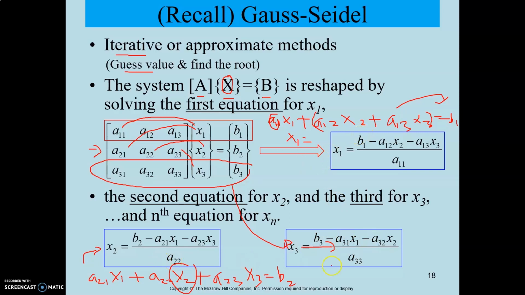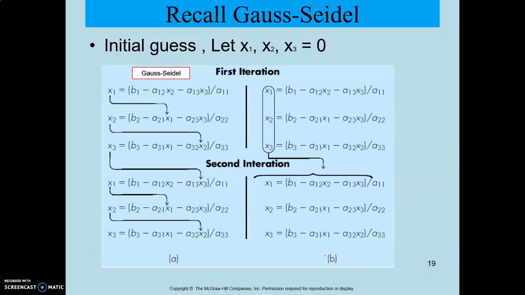So you have three equations to find the unknown x1, x2 and x3. For the Gauss-Seidel method, our initial guess for the unknowns is 0, so x1, x2, x3 is 0. Previously we obtained the three equations here. Since x2 is 0 here, and x3 as well, we can drop them.